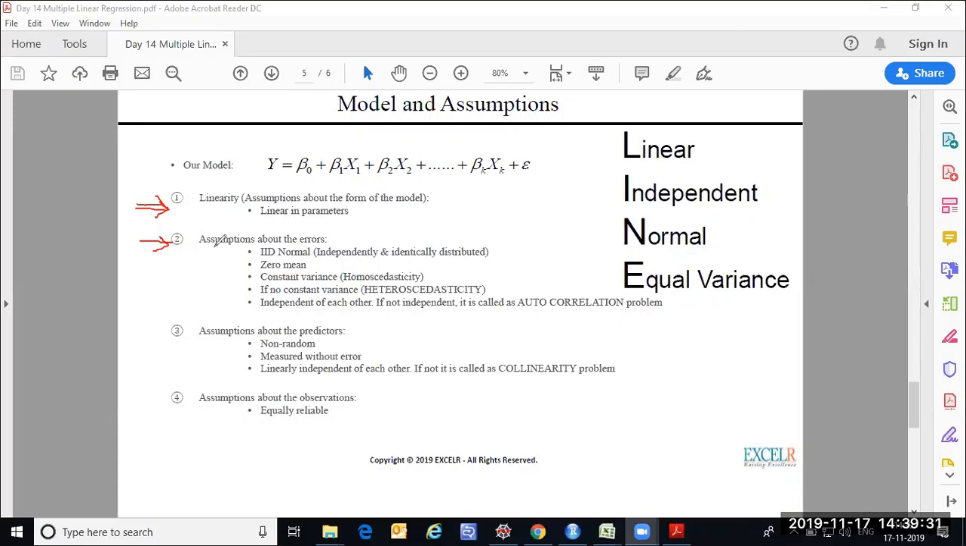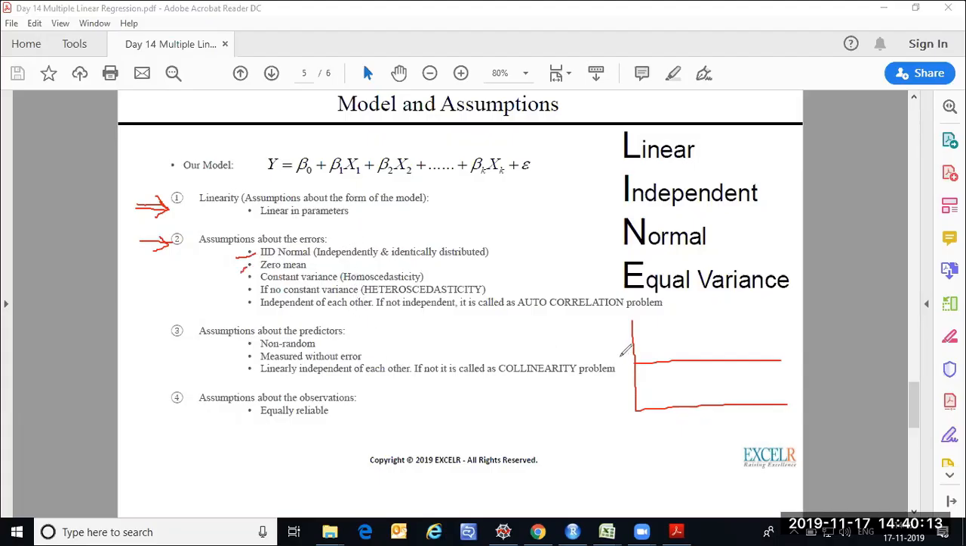Assumptions about the errors. The most important properties that you need to validate once the model is built. The first and foremost assumption is that the errors should follow the IID property. IID is nothing but independent and identically distributed. If I plot the errors, what should be the mean of the errors? Should be 0, right? That's what the second property is.